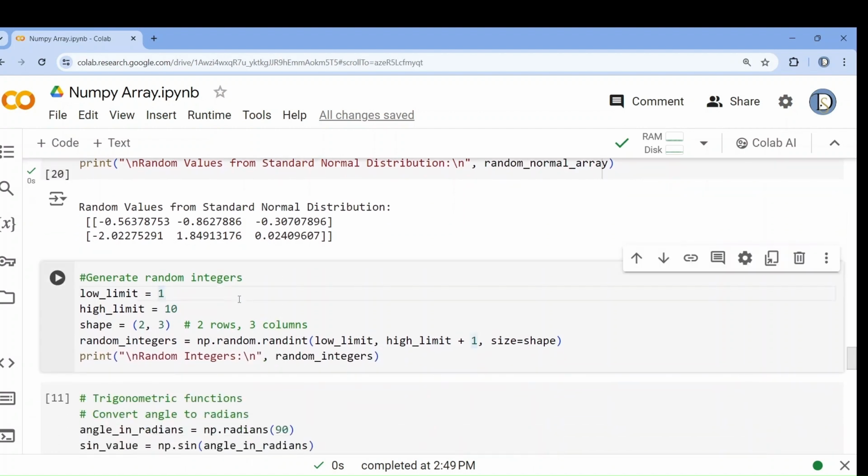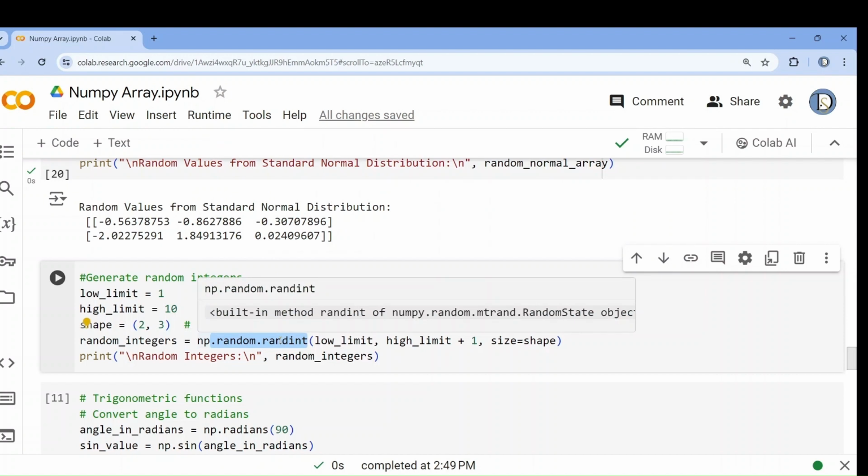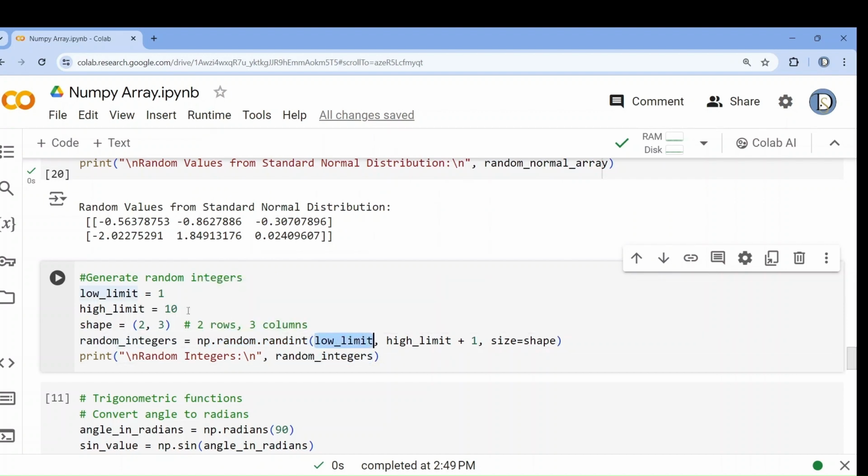Now suppose I want some random integers, then what can I do? I have written 2 comma 3, and now the function is random.randint. Randint means it will generate integer values but randomly. I have just provided some limits. Low limit means it will start from 1. High limit is plus 1 because the last one is excluded, so I want it to be up to 10. And size means whatever I have provided, that I want 2 rows, 3 columns.